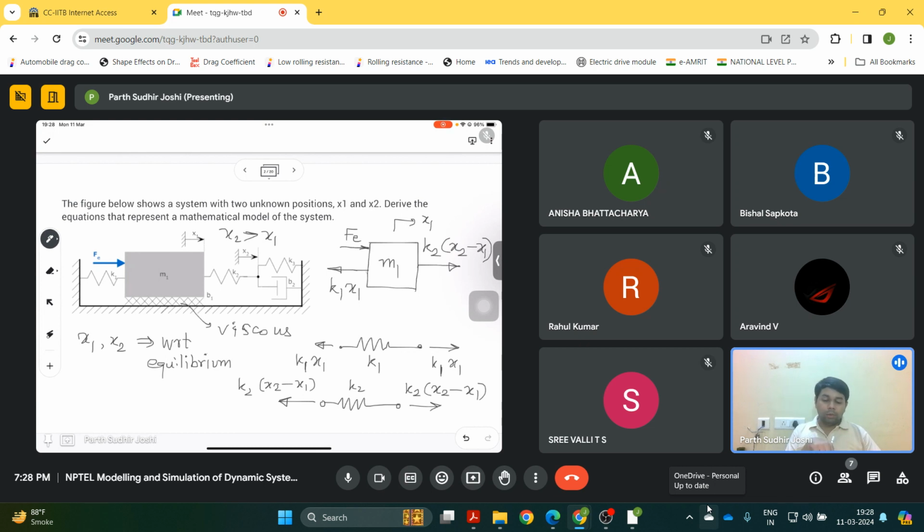So we show the spring force k2 into (x2 minus x1). And then let us also assume that x1 dot, the velocity, is also in this direction. So there will be one more force because of the friction between this mass and the floor. So there will be the damping force b1 into x1 dot, because the relative velocity of the mass m1 with respect to the floor is x1 dot, right?